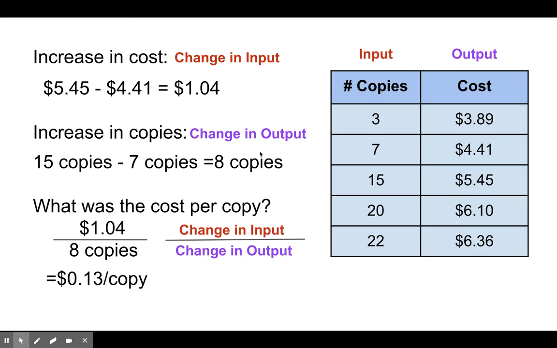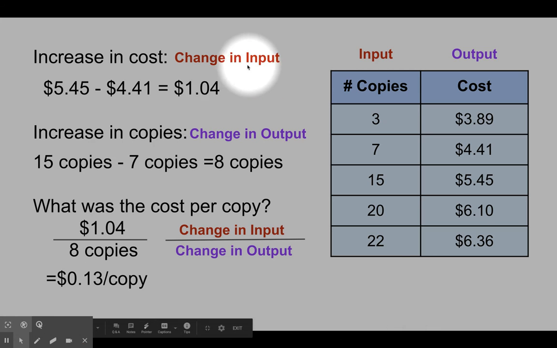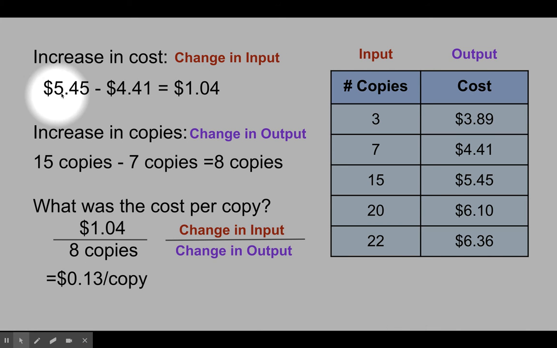And then we can see over here, we have the change in input. The change in input is when we subtract two of those values and we get a number. And then the change in output is subtracting two of those values. Notice when I do this, these two values match these two, right? So 545 goes with the 15 copies from the table. Those two values go together. So the $4.45 goes with the 15 copies, and the $4.41 goes with the 7 copies. It's important that they correspond, they go together.